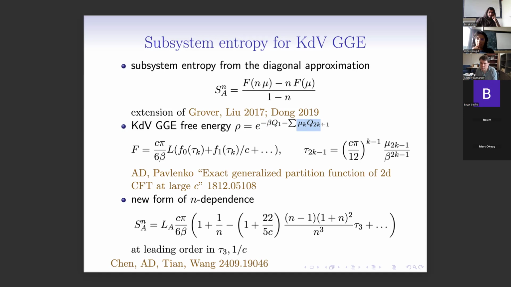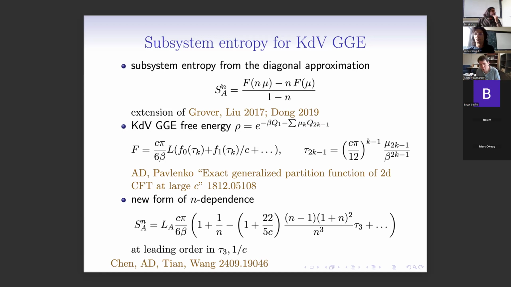And what we did recently in this 2024 paper, we actually considered different generalized Gibbs ensembles. We used results of different papers, a combination of different papers, 2022 paper, 2018 paper. That's a different paper from what I showed you before. That's a different paper where we calculated free energy of the generalized Gibbs ensemble. You can use this free energy to recalculate entropy, thermodynamic entropy, and you can use thermodynamic entropy as a density of states, and you can use density of states with a diagonal approximation to calculate the subsystem entropy.